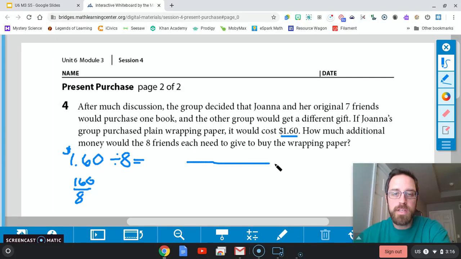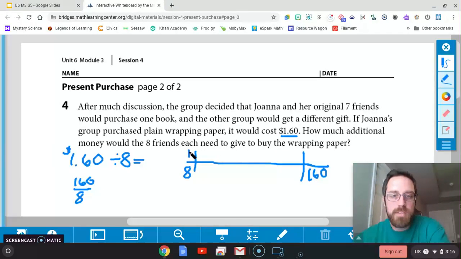Or, again, set up a ratio table. If 1 is 8, each person gives 1 cent, that's 8 cents, and I have a total of 160 cents. So the first thing I could do is make easy jumps of 10. 8 times 10 is 80. And if I doubled that again, 10 doubled would be 20, and 80 doubled would be 160. Oh, so right there, I have my 160.